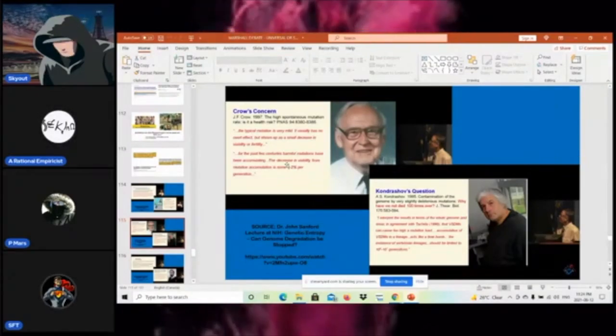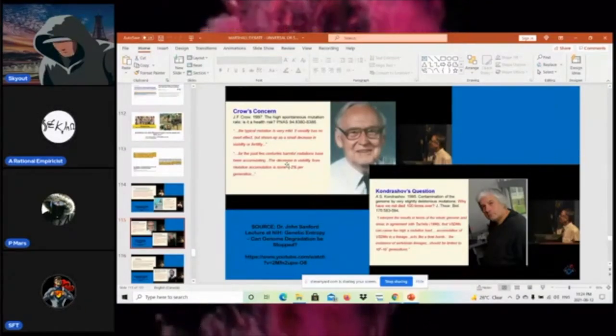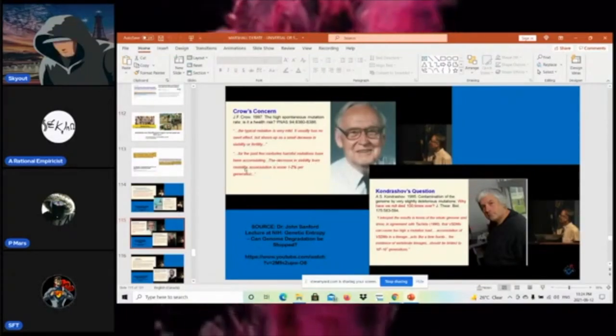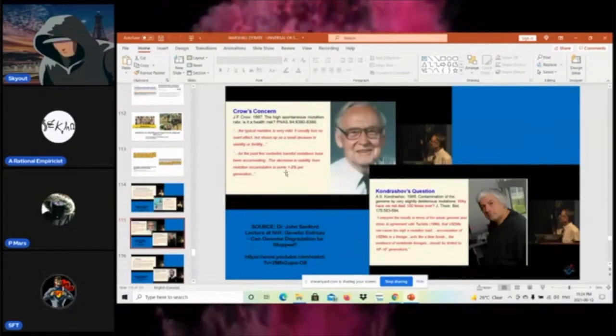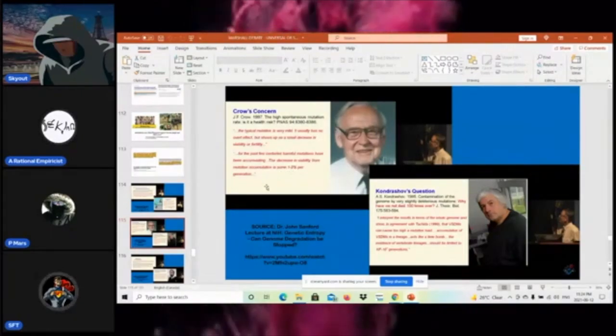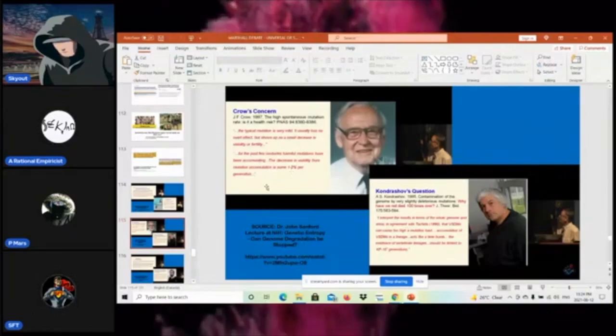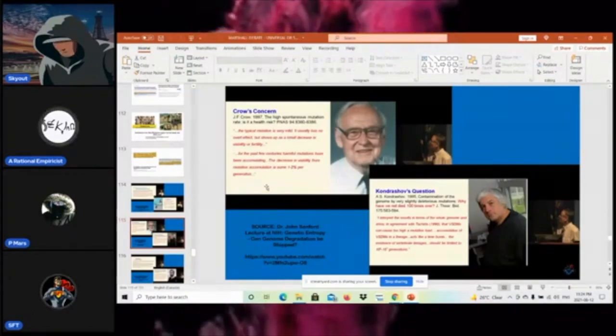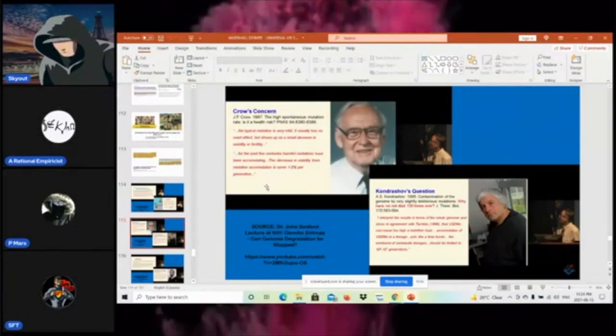Okay, well then if they're not removed, then what you're going to have is exactly what Crow points out here. The decrease in viability from mutation accumulation is some 1 to 2% per generation. So that puts a shelf life on the human genome. My point is we can only handle so many mutations. Yeah, go ahead. I'm sorry.